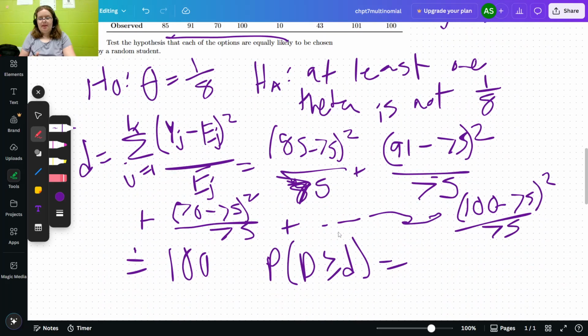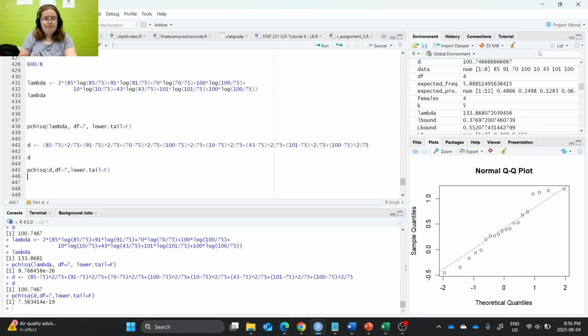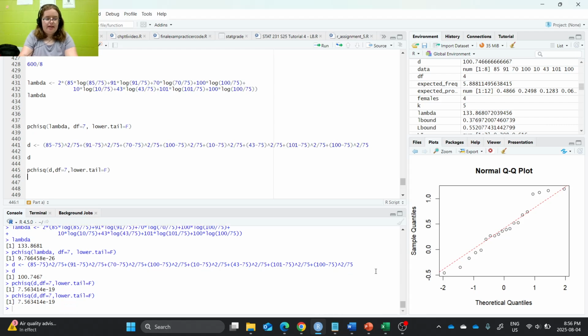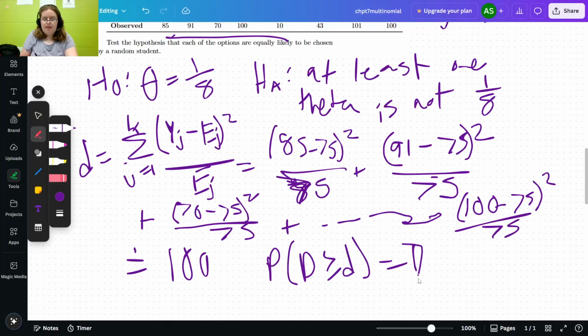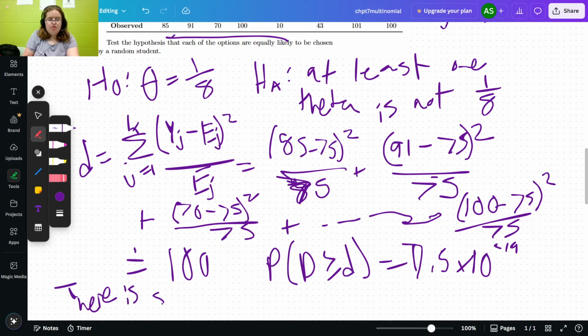Yeah, okay. And then, so I calculate this, I got like 100 or whatever, and then p of chi squared of d, which was 100 with degrees of freedom 7, lower tail equals false. Calculate that again, and we get this ridiculously small number again, times 10 to the negative 19. I don't even need to look at my thing. I've actually memorized this sentence already, so there is strong. Oh, wait, nope, very strong.